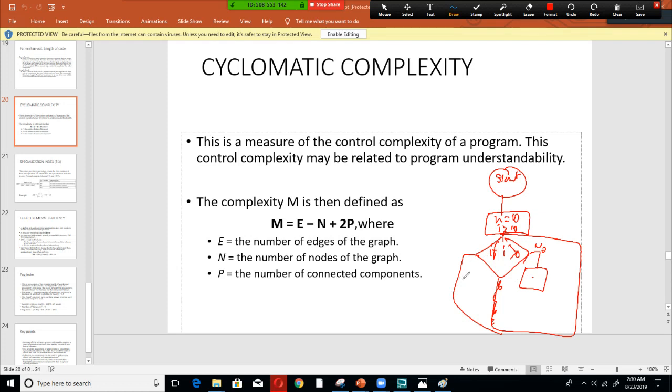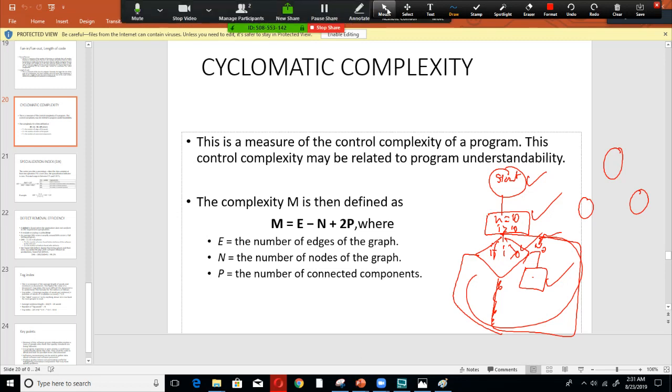So here you see you have to make these edges, nodes and edges, and you have to count. So this is a node, this is a node, this is a node, this is a node, and this is a cycle. So you can also do the math in that way. So this was it for cyclomatic complexity.